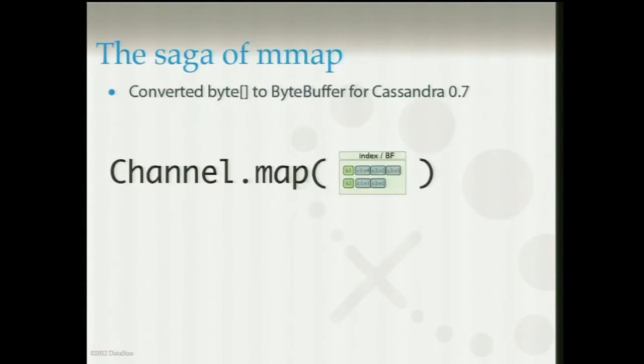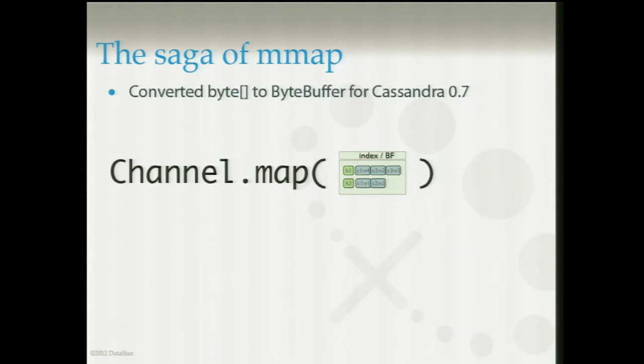So one of the other things that we've struggled a little bit with in the storage engine is that copies kill performance. And it can be very difficult in Java to avoid copying regions of memory. It's especially true when you're doing I/O.